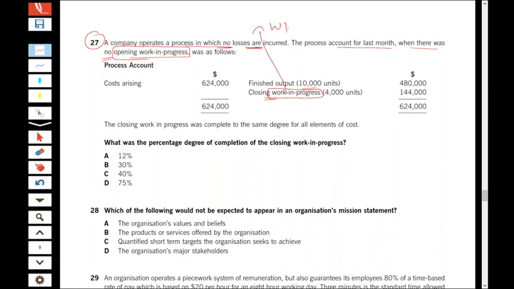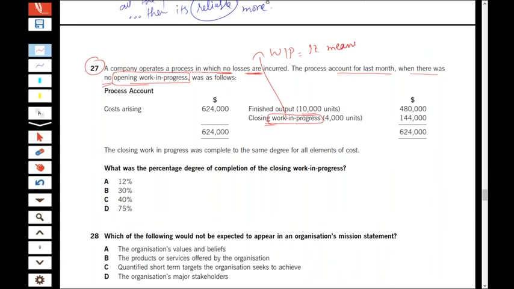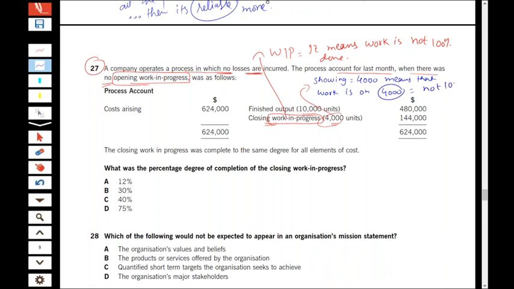Now understand the term work in progress. What does it mean? It means your work is not 100% done. If it is showing 4,000, that means the work is on 4,000, which means it's not 100% complete. But remember one thing, they are valued at the same prices, at the same amount.